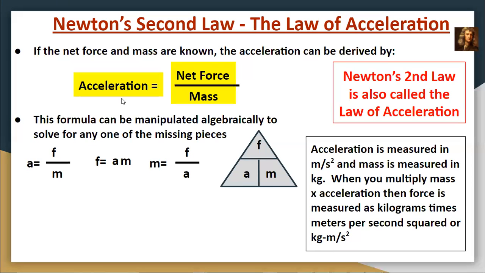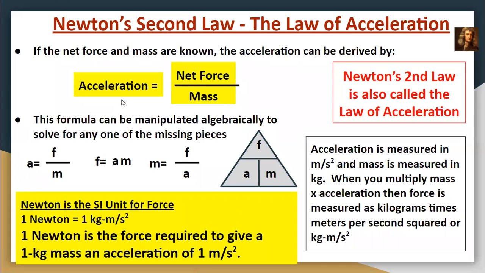So let's see how that works with newtons. So Newton is the SI unit for force. So 1 Newton is equal to 1 kilogram meter per second squared. So 1 Newton is the force required to give 1 kilogram mass an acceleration of 1 meter per second squared. That's what a Newton means. It gives a 1 kilogram mass an acceleration of 1 meter per second squared.